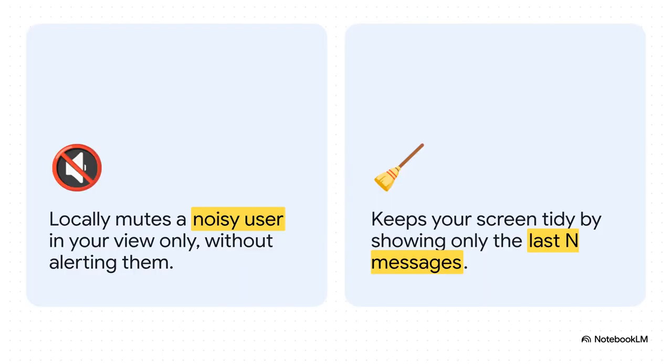Now, check out these two really clever features. On the left, silence user. Got someone in the chat who's just being noisy or spamming? You can mute them just for yourself. They won't even know, but your screen will be nice and clean. Then on the right, limit messages. This isn't about deleting anything. It's just about tidying up your screen by only showing, say, the last 20 messages. It's all about you controlling your view.